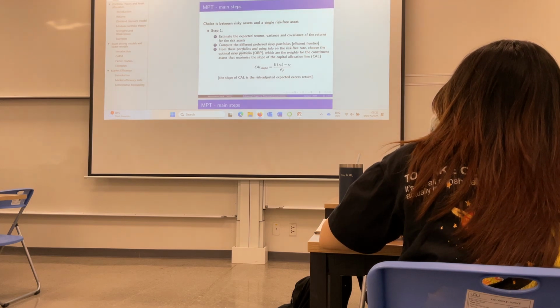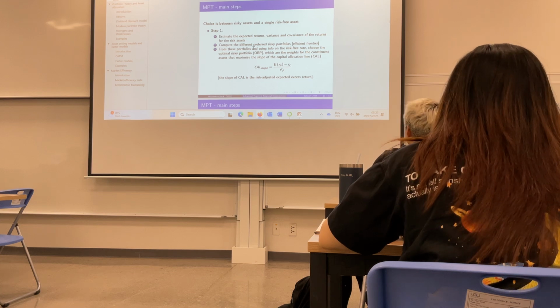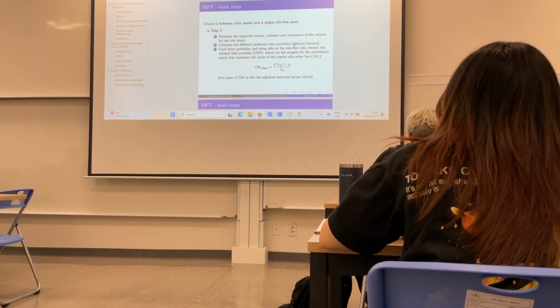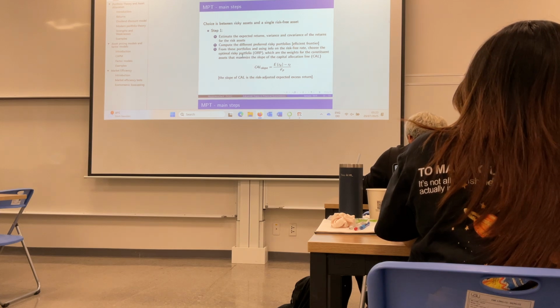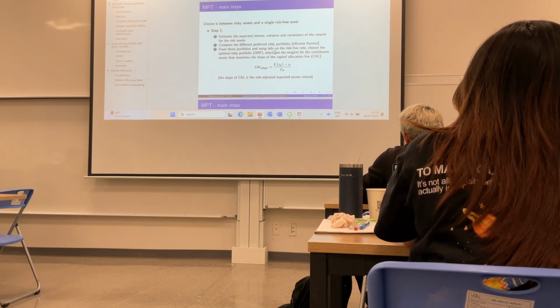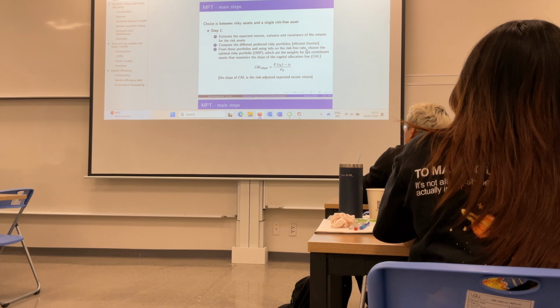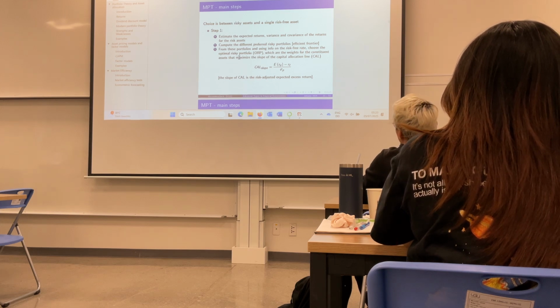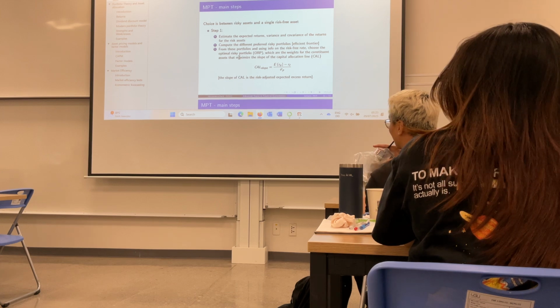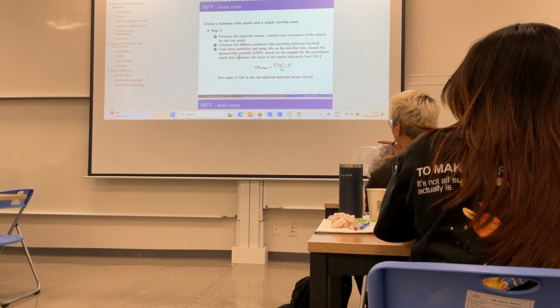Very good, so let's go here. So now, these are the preferred risky portfolios. All of them we just drew, and that is the efficient frontier. And then from these portfolios, using the information on the risk-free rate, we choose the optimal risky portfolio. For short, it's called ORP, optimal risky portfolio.